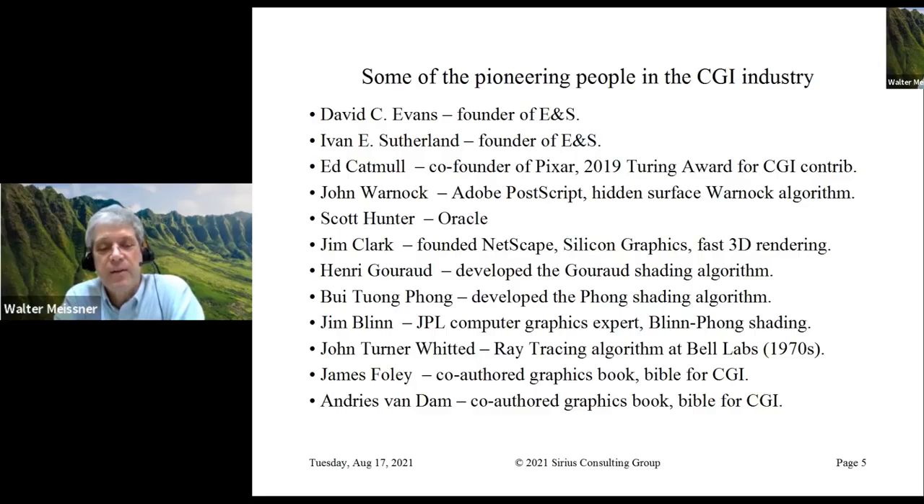left and founded Silicon Graphics, which produced the high-end graphics terminals that cost like $100,000 to $200,000, and also known for his fast 3D rendering. You had Henri Gouraud, who developed the Gouraud shading algorithms. You had Bui Tuong Phong, who developed the Phong shading algorithm. You had Jim Blinn. He was a JPL computer graphics expert and known for the Blinn-Phong shading algorithm. You had John Turner Whitted, who did the first ray tracing algorithm at Bell Labs in the 70s. And you had Foley and Van Dam, who co-authored a graphics book which superseded another graphics book that was used, but their book became the Bible for the CGI world.